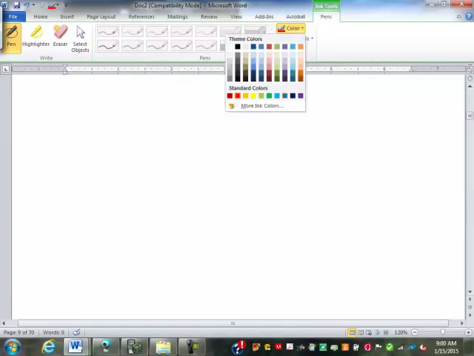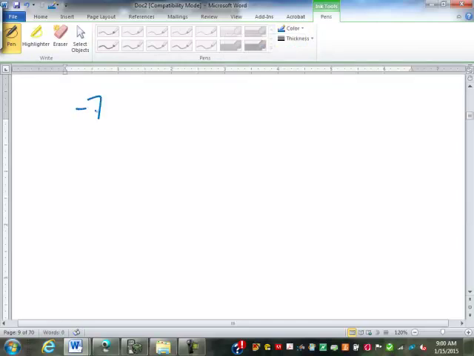So, now that we've seen the multiplication, if we have negative 7 times 9, what are we going to get? Well, first of all, is this going to be positive or negative? Negative times a positive will be a negative. And 7 times 9 is 63.